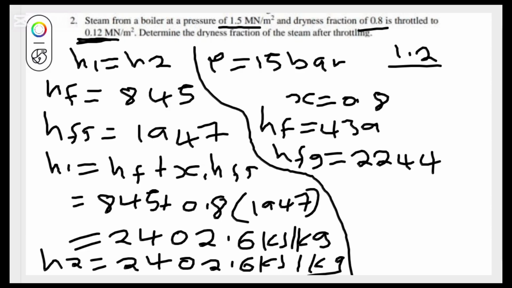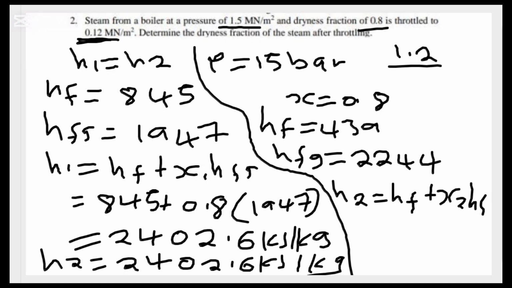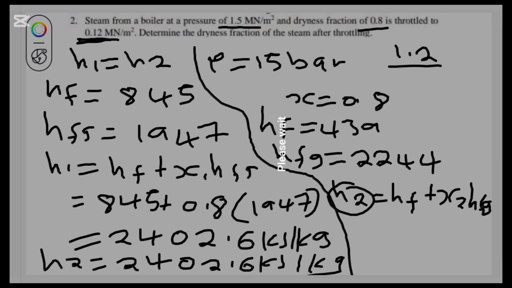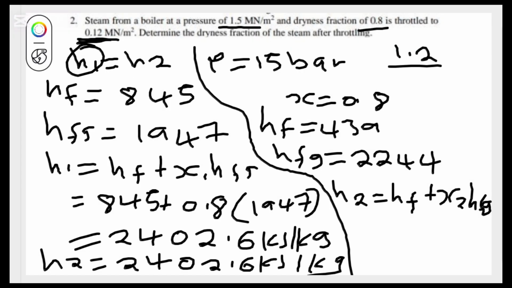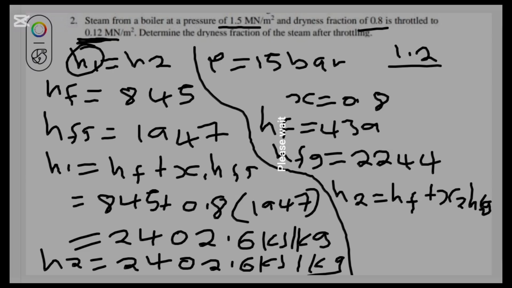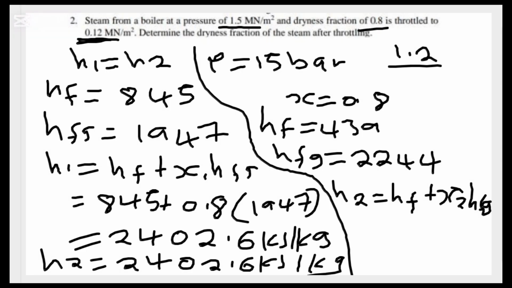And the next thing that I'm going to do, I have to say the h2 should now be equal to hf plus x2 times hfg. Take note that I already have h2, because h1 is equal to h2, since throttling is an isenthalpic process. So I'm looking for x2 now.